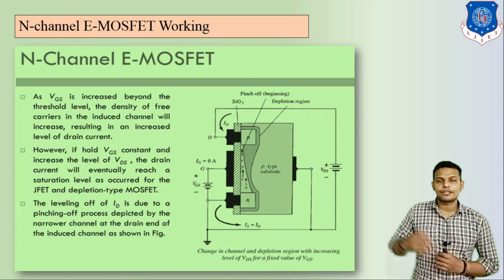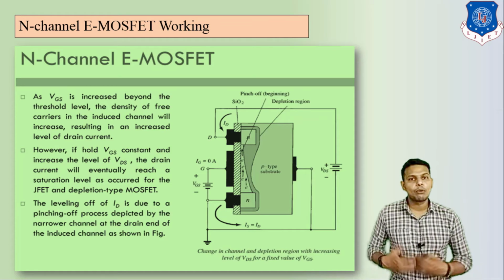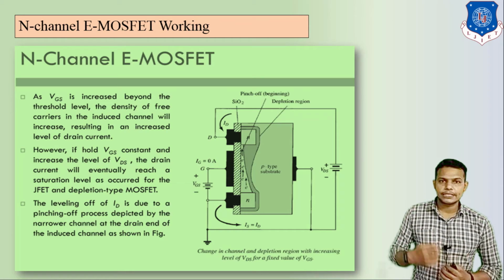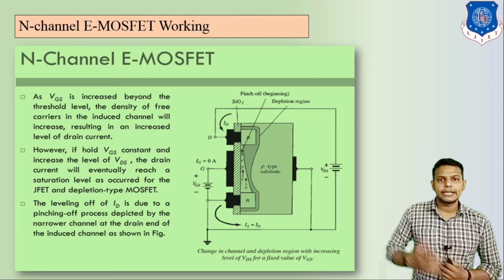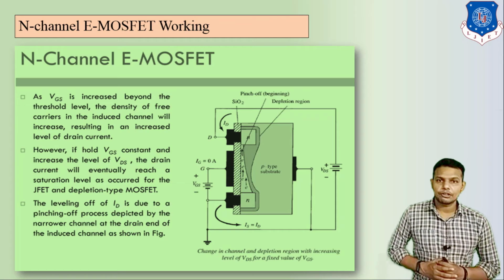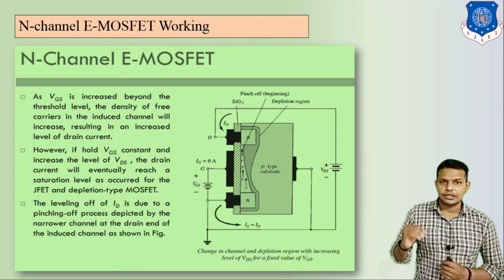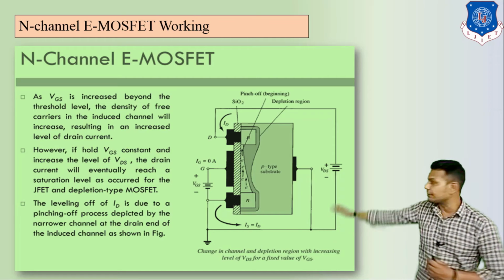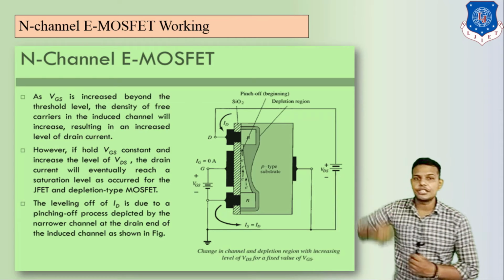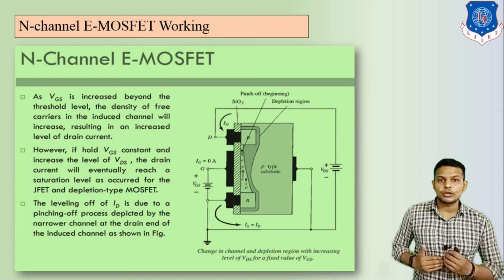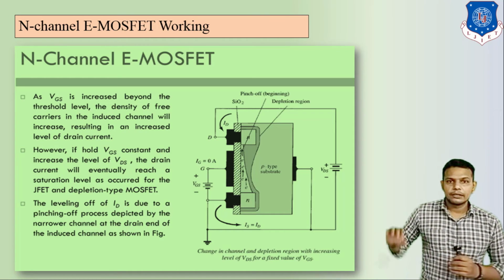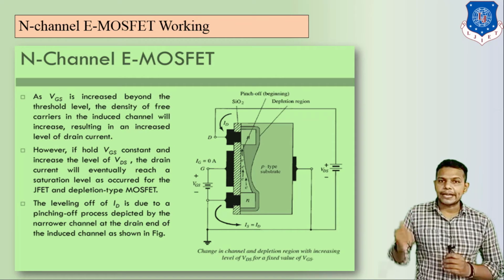As we discussed earlier, if there is a channel and we increase more and more positive voltage, the number of electrons attracted increases. Due to this, the drain current flows higher. However, if we hold VGS constant, this is case number 3. If we hold VGS constant and increase the level of VDS, the drain current will eventually reach a saturation level, as occurred for the JFET and depletion type MOSFET.